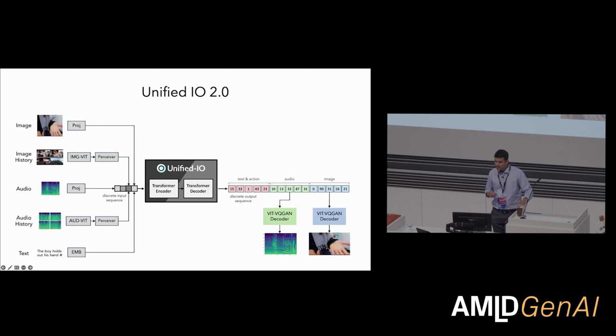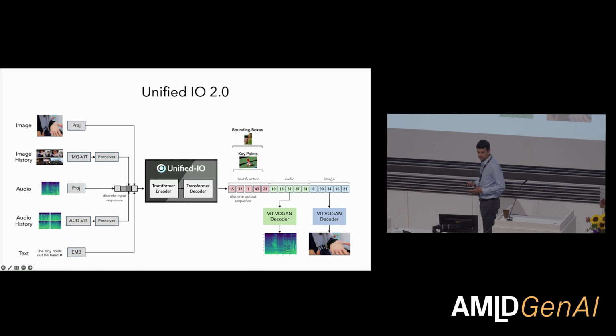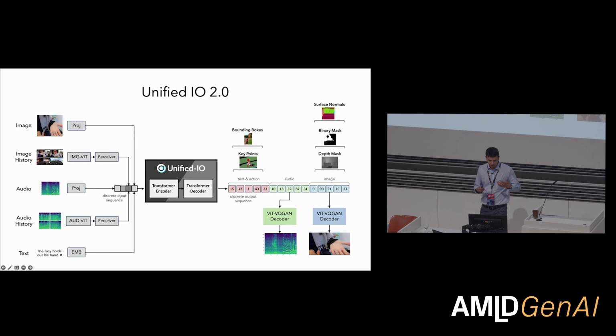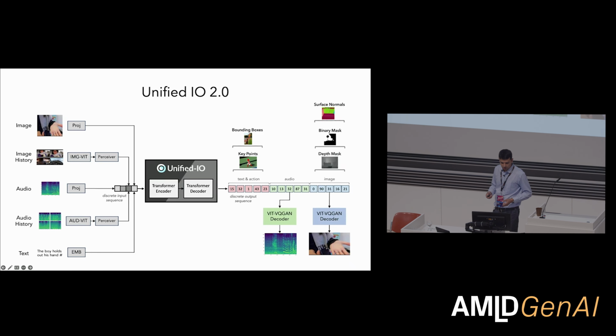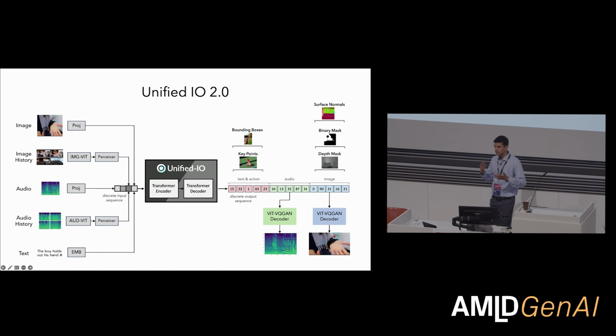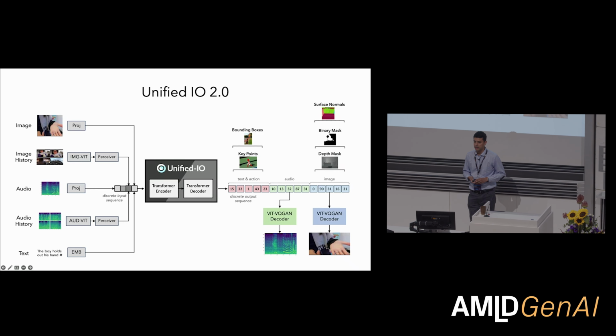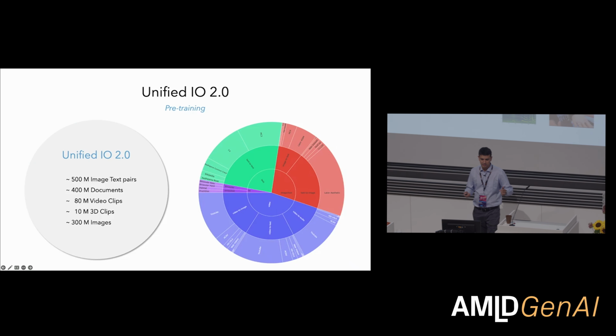At the output, there's three kinds of tokens. There's, of course, text tokens. And text tokens support more than just text. They can support bounding boxes and key points and robot actions. And then, of course, you have audio tokens that can produce audio. And then you have image tokens that can produce all kinds of outputs that can fit into pixel space.